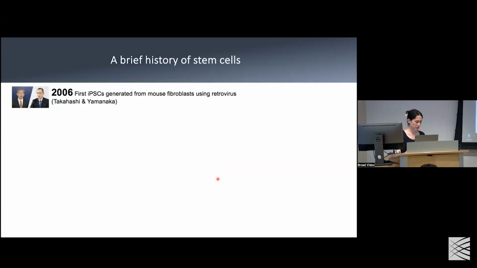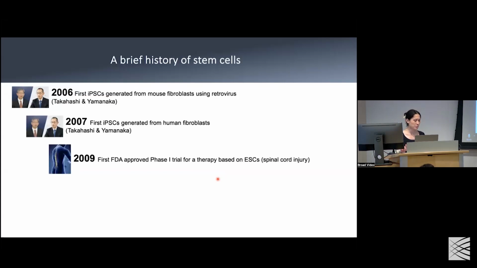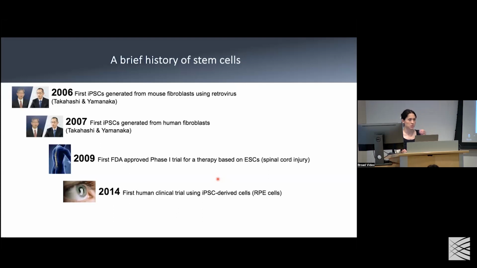When this paper was published, there was a lot of excitement in the field, and I think a fair bit of skepticism about whether this was actually technically possible. But the technique was really quickly recapitulated by labs around the world. One year later, they did the same trick in human. A couple of years later, there was the first FDA-approved trial for a therapy based on embryonic stem cells. And in 2014, the first clinical trials using iPS cell-derived cells, in this case, retinal pigment epithelial cells. So this was just an astonishing speed to go from the inception of the model system to their use in clinical trials.